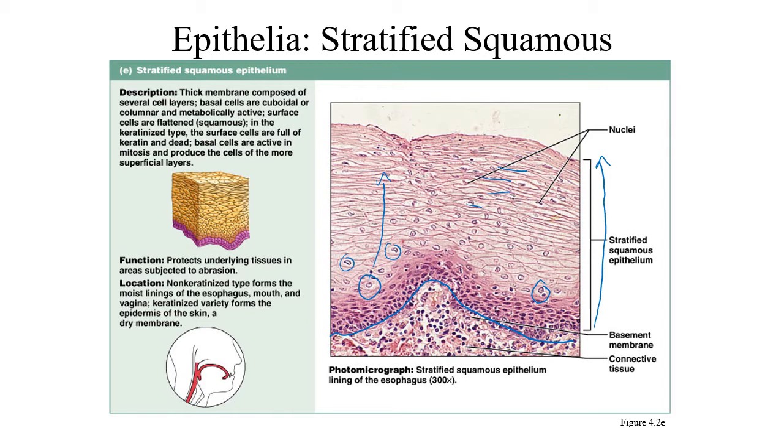Again, two varieties. The one pictured here is our non-keratinized stratified squamous epithelium. We also have keratinized. The keratinized variety is going to have an extra layer of dead cells out on the surface. So those dead cells provide us with abrasion protection, and this is what we find out on the skin, versus the non-keratinized we find in places like the oral cavity going down into the esophagus.